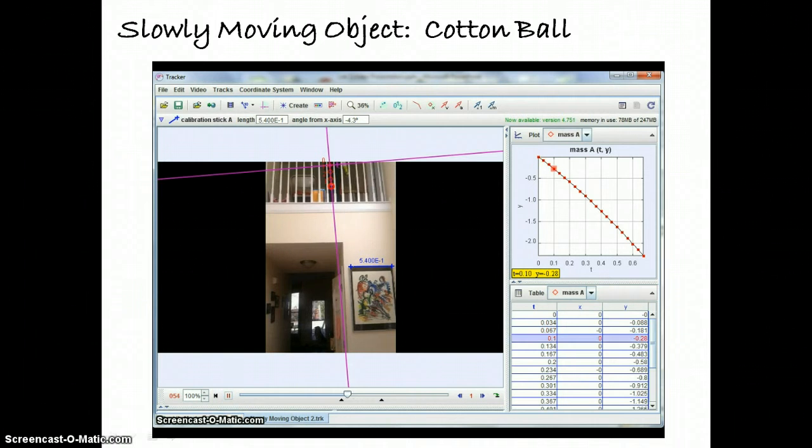The same is true for the cotton ball. Note that both of these videos begin when the ball enters the frame and end when it leaves the frame. Neither starts from rest, which, as you will see, is later adjusted for.